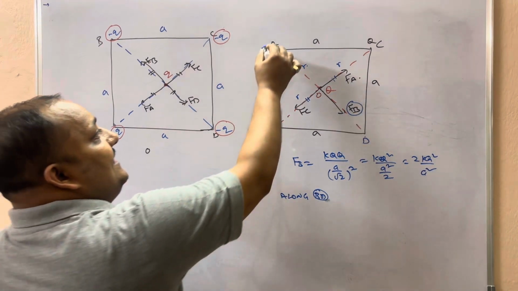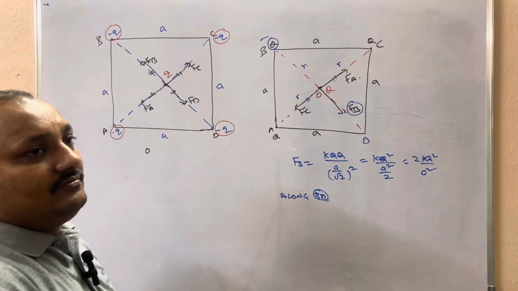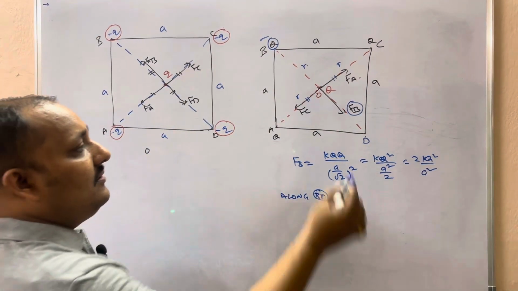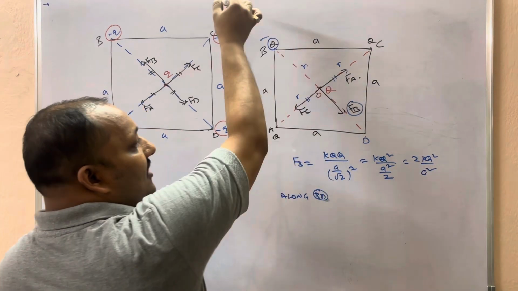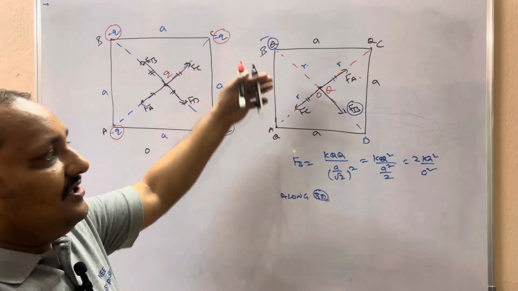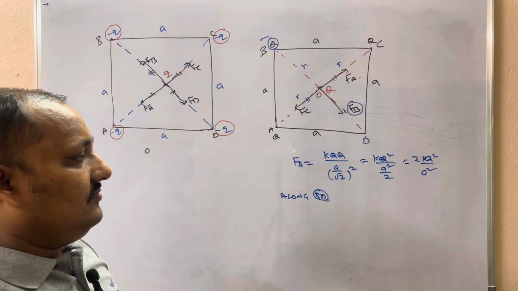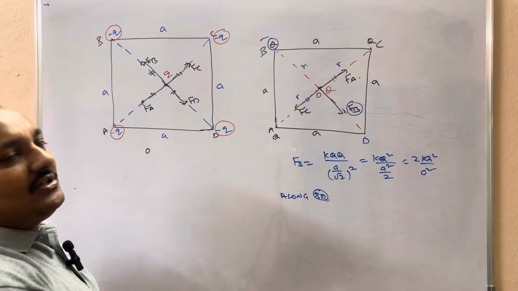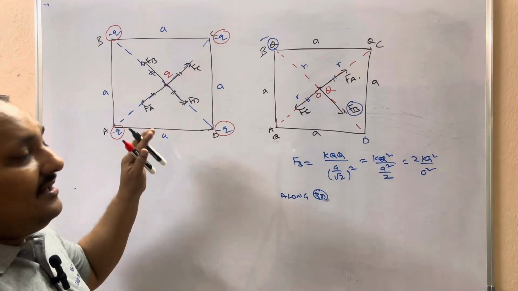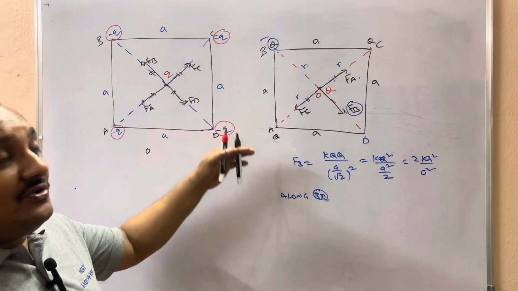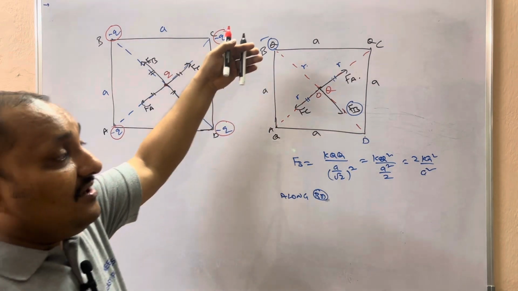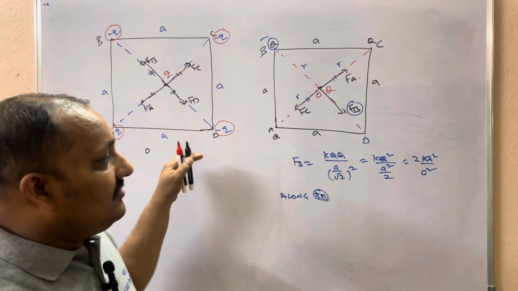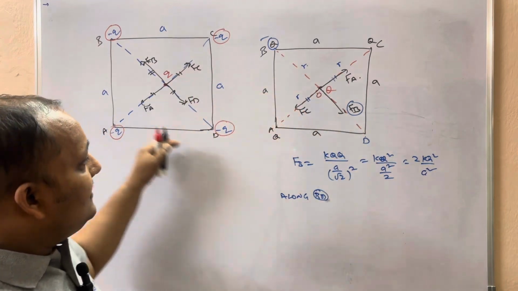If this charge is negative, let us assume, then how will FB be acting? Along DB. The direction is going to be reversed. Isn't it? So like this, they may ask. We cannot expect what they are going to ask in examination, but we should be in a position to solve any question whichever they are asking. So this is about the square. Still more will be there.